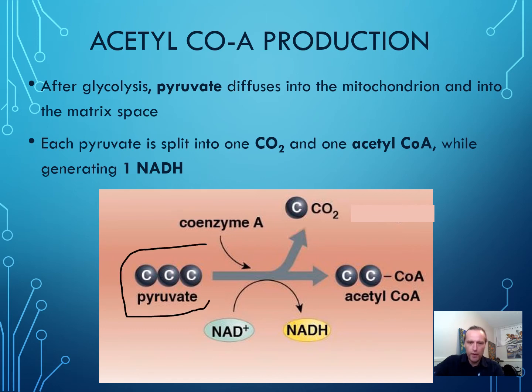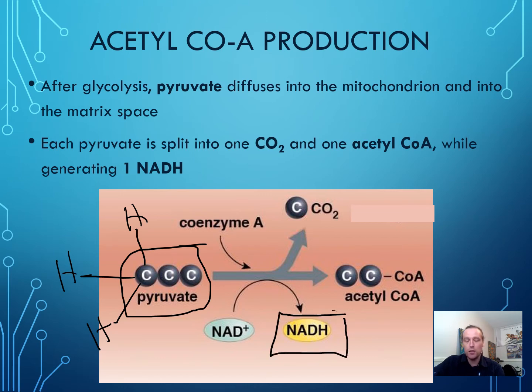So here's pyruvate. We've got those 3 carbons. There's a couple of hydrogens still attached to it somewhere, and that's what we're interested in getting because those are high energy bonds. Each pyruvate is split into 1 carbon dioxide and 1 acetyl-CoA, while generating 1 NADH. So the NADH generated here is what is useful.